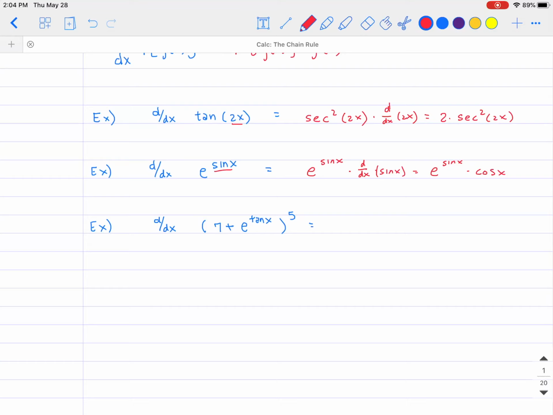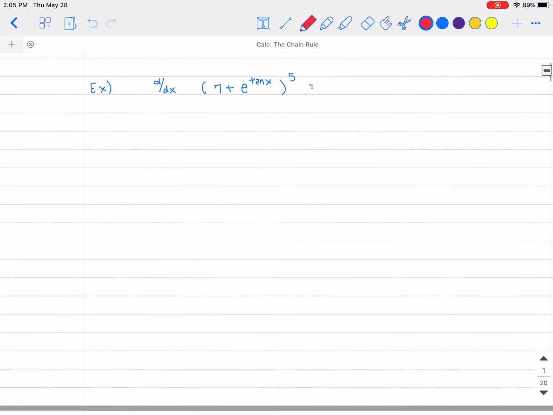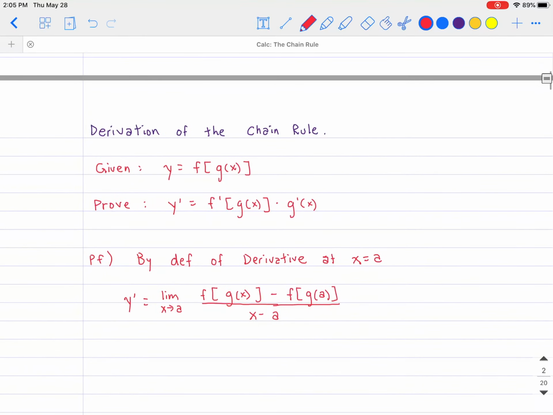And then later on, we can also find the derivative of 7 plus e to the tan x raised to the 5th power. We're going to get back to this one actually, because that one's a little bit more difficult, so it requires multiple chain rules. So we'll come back to it in just a few.